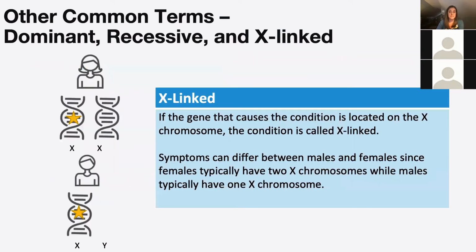Conditions caused by pathogenic variants in a gene on the X chromosome are what we call X-linked. In X-linked conditions, symptoms can differ between individuals who are assigned male at birth and those assigned female, since females typically have 2 X's while males typically only have 1 X. Sometimes autosomal recessive, autosomal dominant, and X-linked are called inheritance patterns, but they don't tell us if a genetic variant was inherited from a parent or whether the variant was found on one or both copies of the gene. They're really there to help us understand if 1 or 2 pathogenic variants are needed to cause a condition and whether the gene is on the X chromosome.